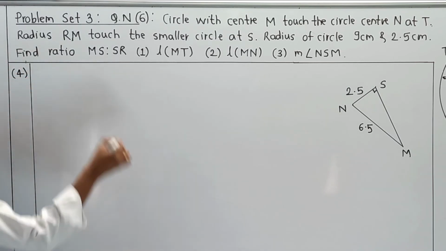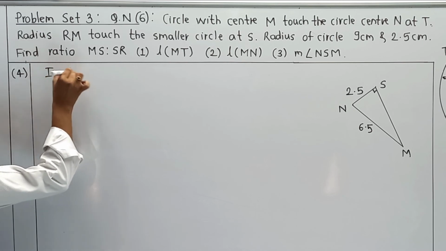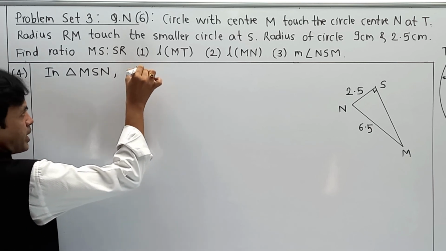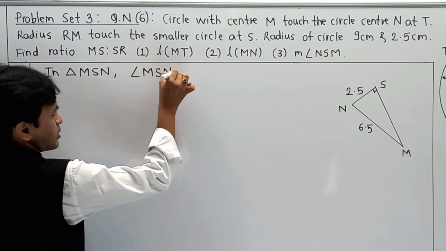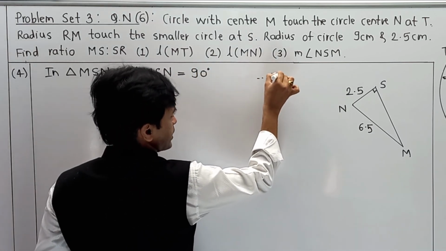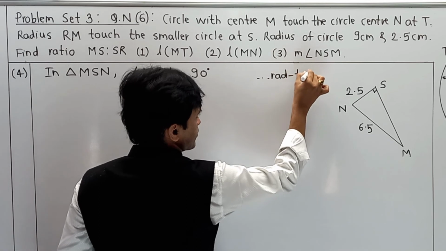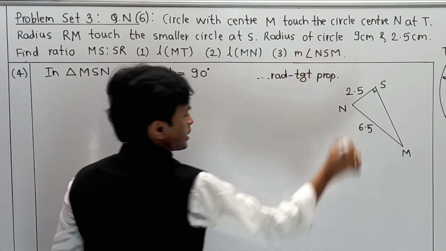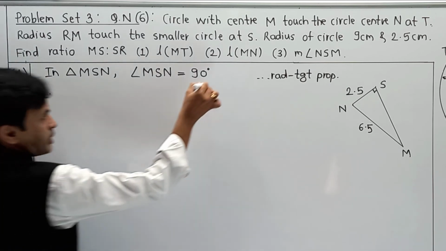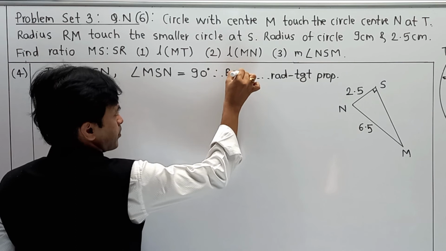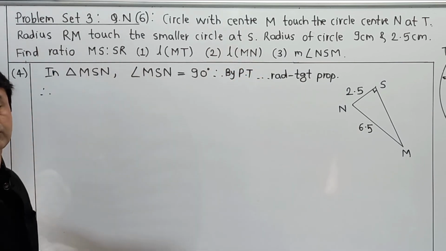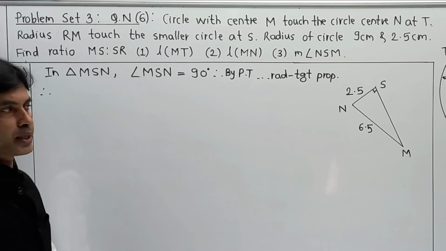in triangle MSN, first, angle MSN is equal to 90 degree. This 90 degree is by the radius tangent property. Therefore, we are using Pythagoras theorem. So clearing that part over here. Therefore, by Pythagoras theorem, student, I am writing in short, but you are supposed to write in more detail so that the activity can be completed properly.